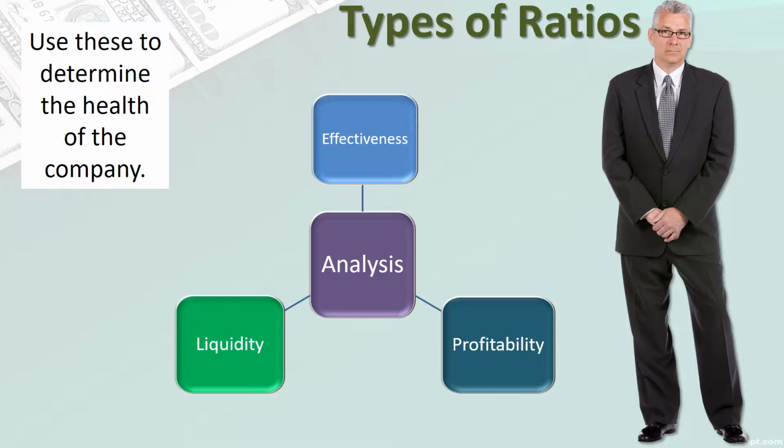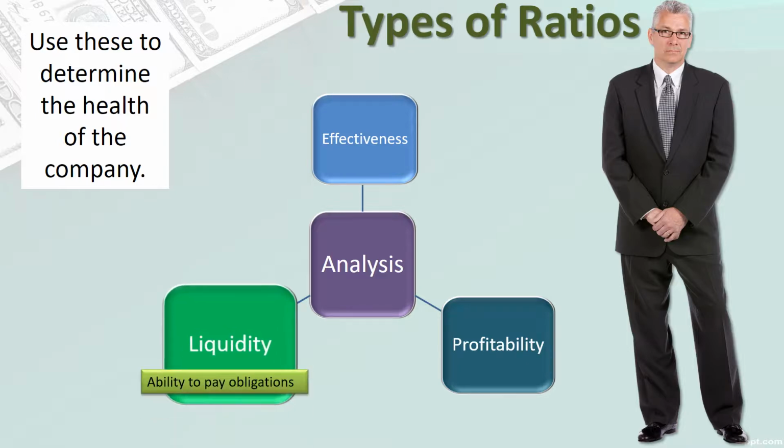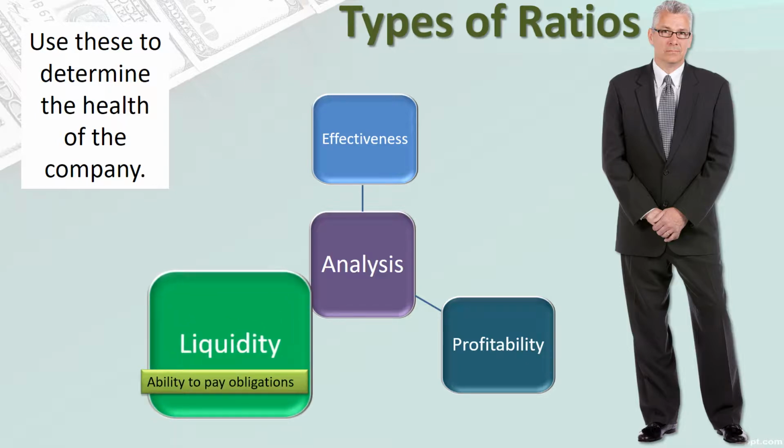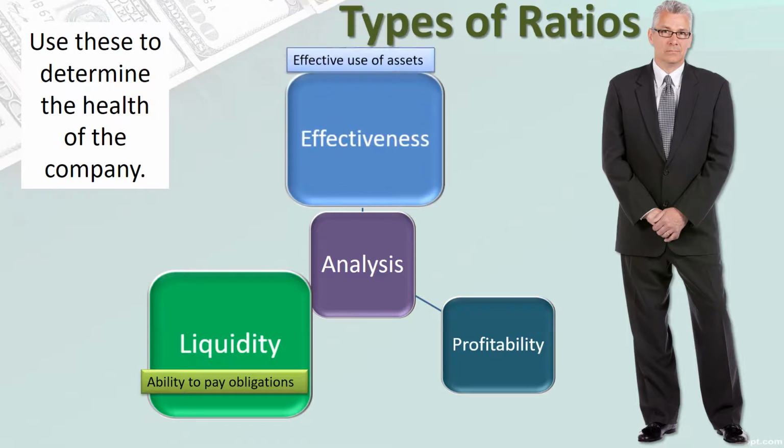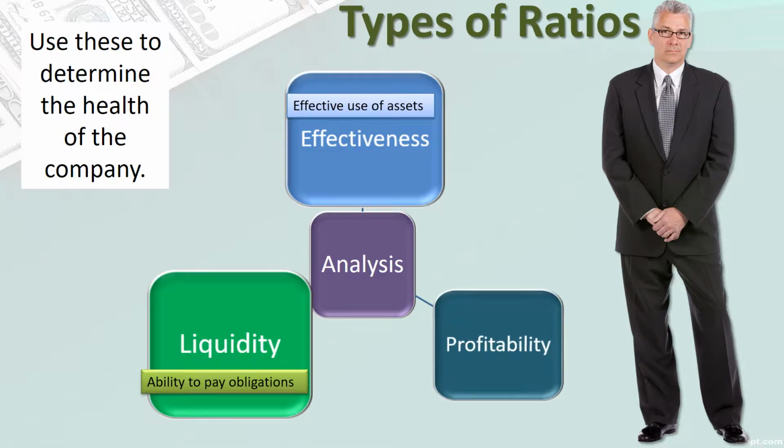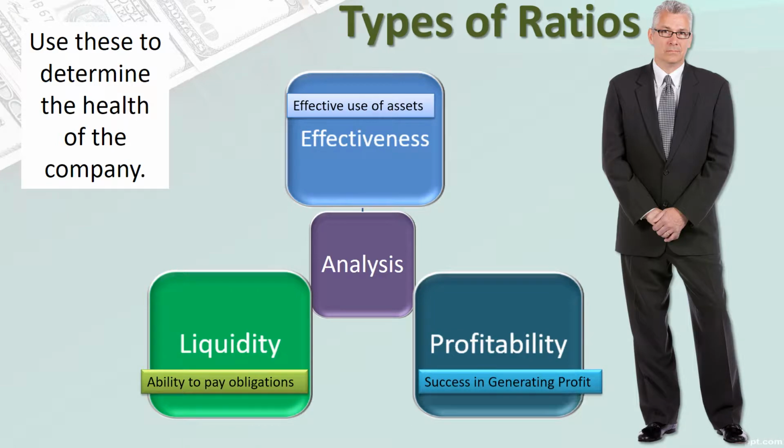The first that we're going to talk about is liquidity, and this measures a company's ability to pay obligations as they are scheduled to arrive. The second would be effectiveness. This measures the effectiveness with which a company utilizes its assets. And the third will be profitability. This measures the company's degree of success in generating profits.